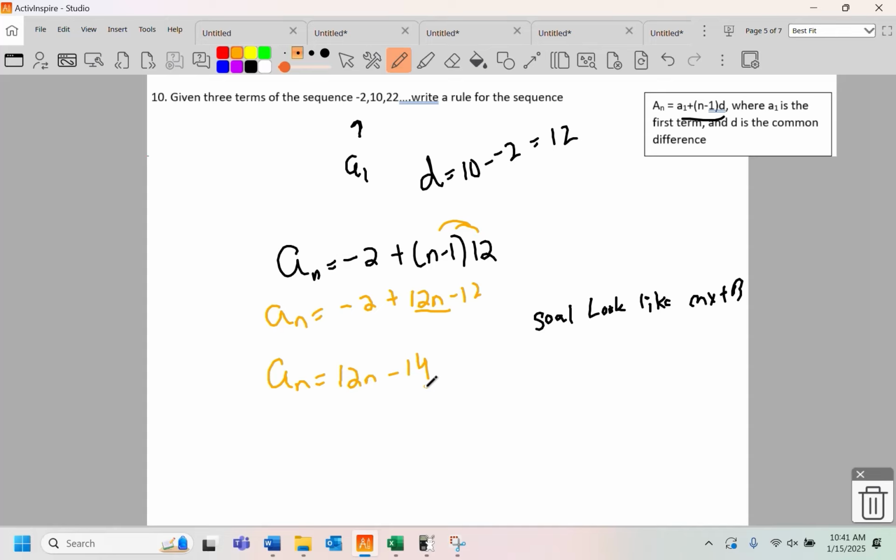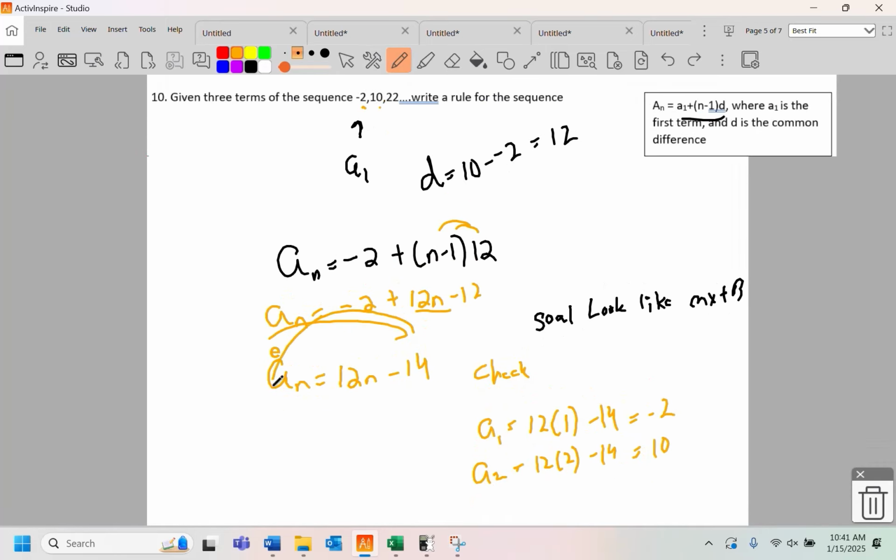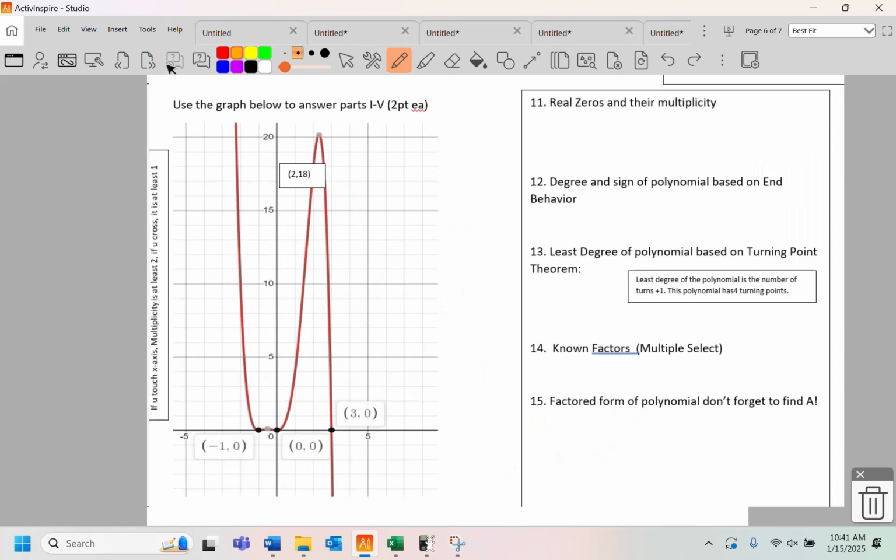Now, does this work? Let's do a check. A sub 1 would happen when I plugged in a 1. It'd be 12 times a 1 minus a 14, which is negative 2. A sub 2 would happen when I plug in a 2. 12 times 2 is 24. 24 minus 14 is 10. See how the pattern is holding? That's the correct answer. Don't know what happened there, but that's my answer.